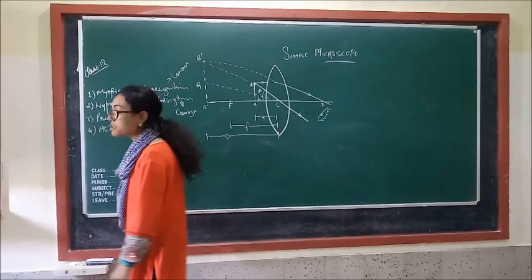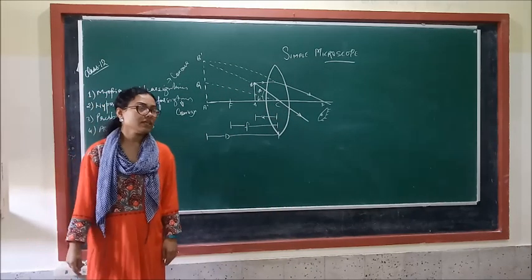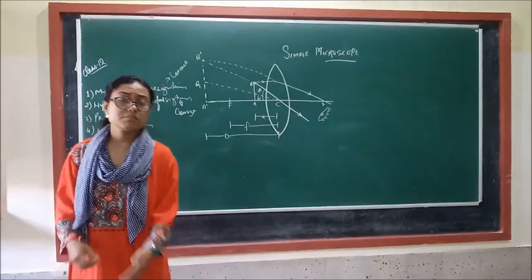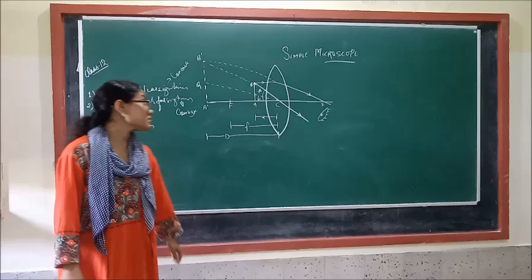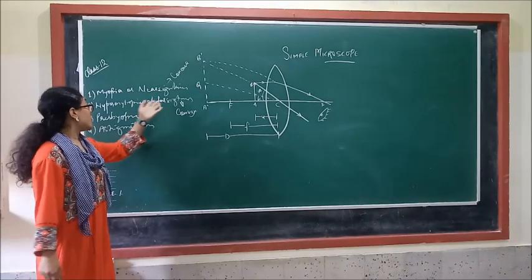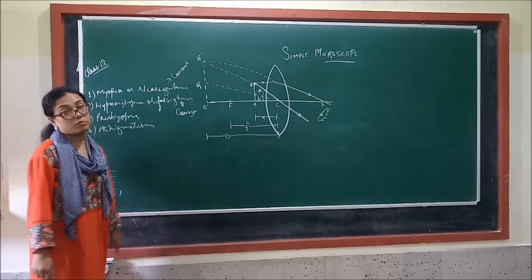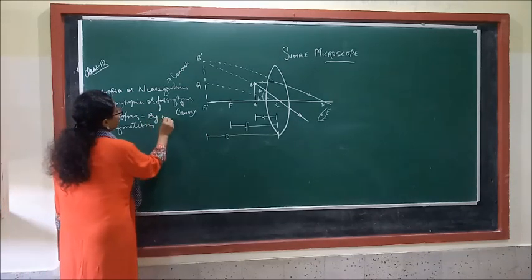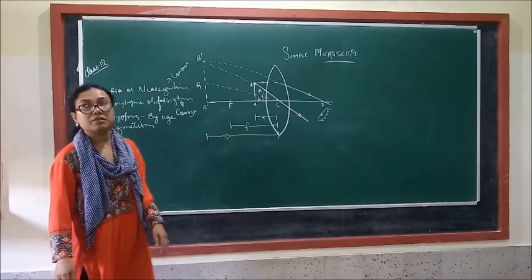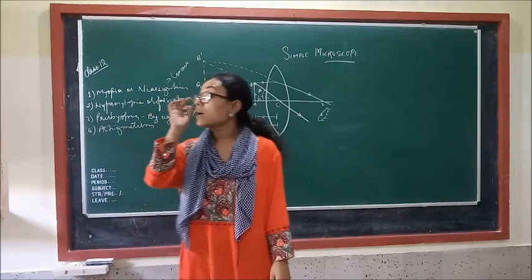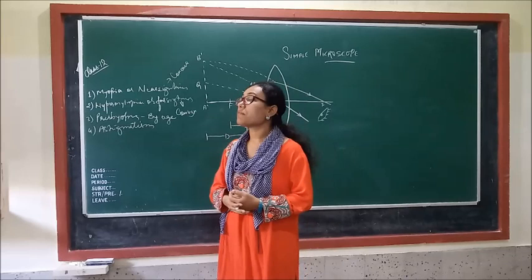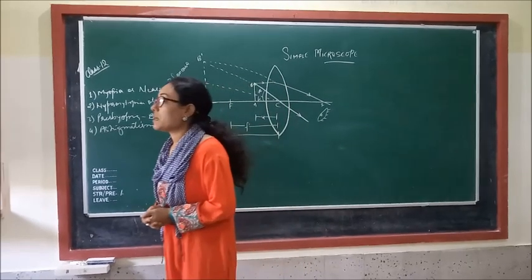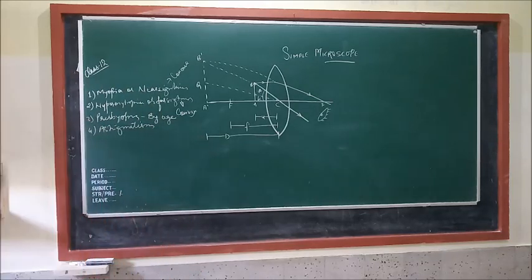Now, the third is presbyopia. Old age group, by the age. Suppose a person is suffering from hypermetropia also or presbyopia also. By age, how does this concept start? When a person has too much age, they are suffering from presbyopia.